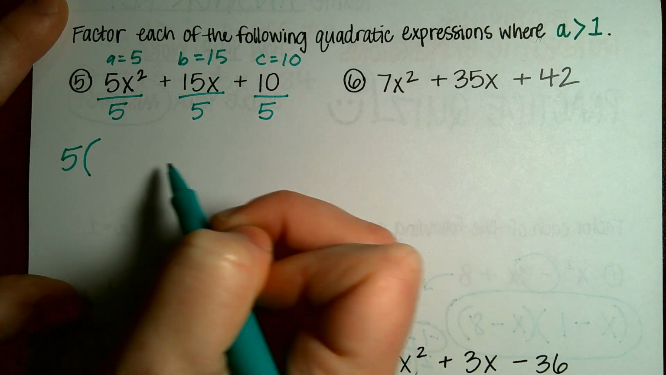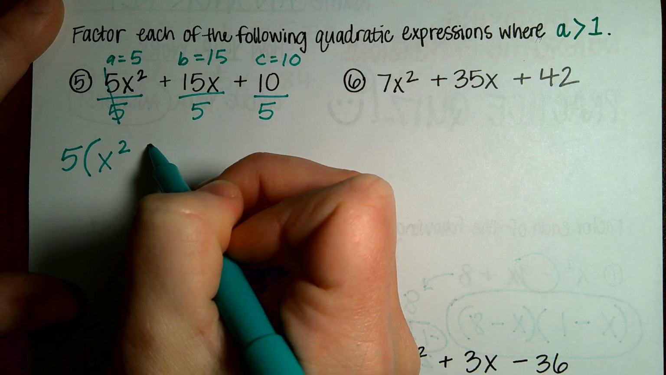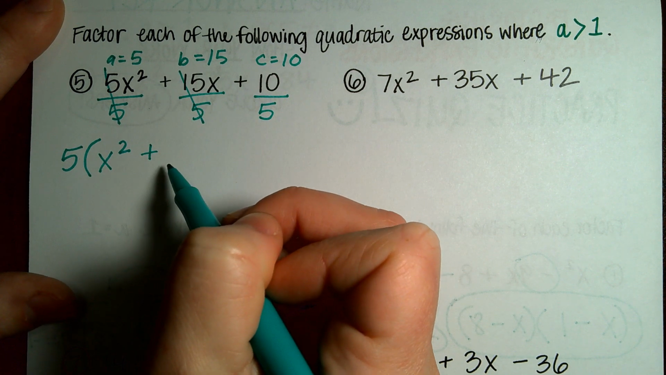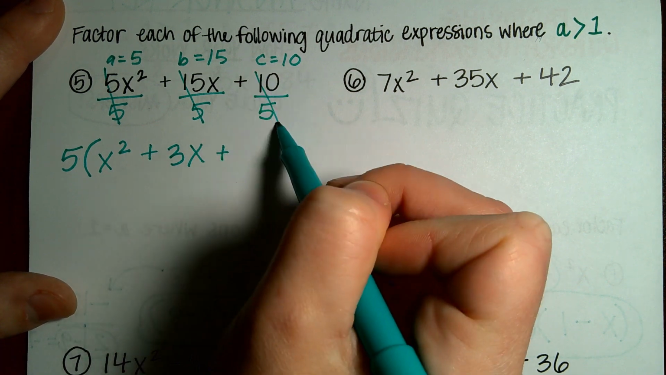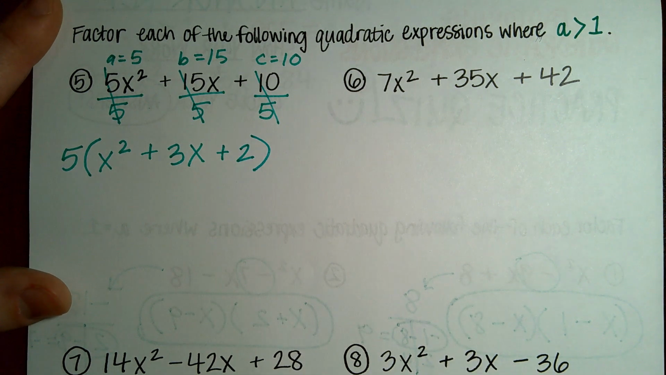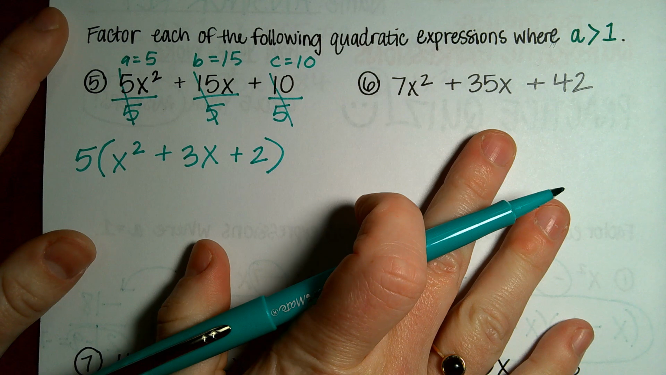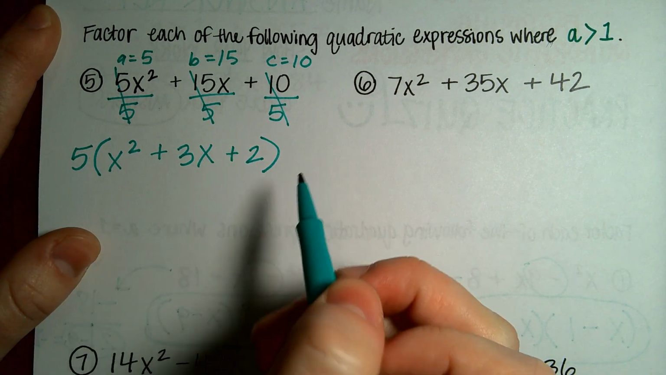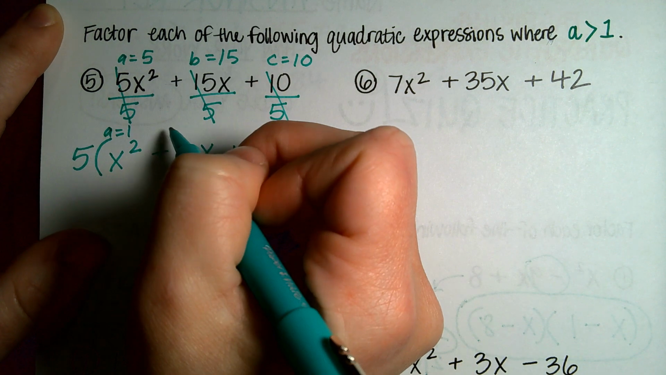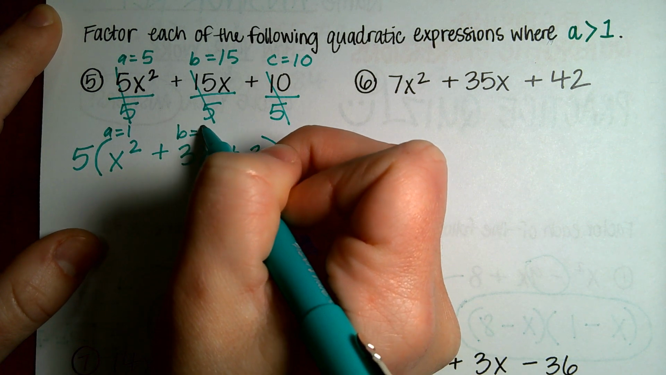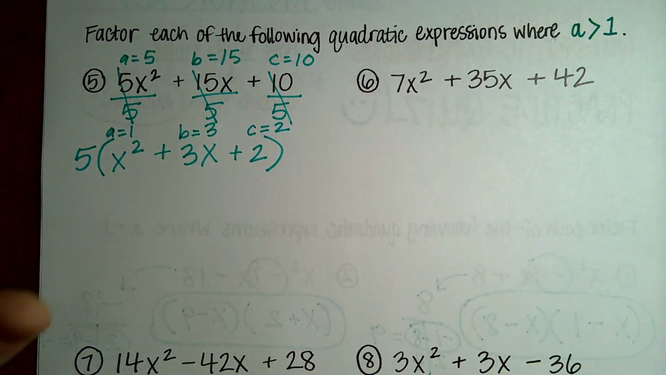Now we need to figure out what goes in the parentheses. X. Yep, 5 divided by 5 is 1, so I've got x squared, plus 15 divided by 5 is 3x, good, plus 10 divided by 5, that gives us 2. Okay, so we factored out our GCF. That was the first step. Now we have a new A, B, and C. And you don't have to label them, you could do this in your head, but I'm going to go ahead and label them just so that we can be really mindful that we do have a new A, B, and C.